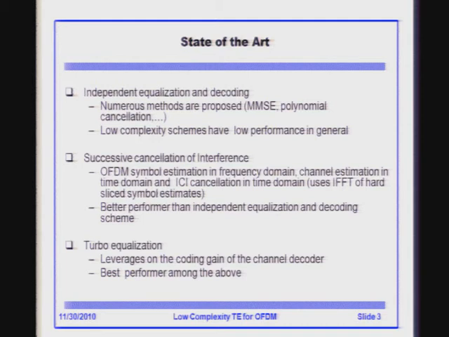There, you iterate between the detector and decoder, and basically you leverage the coding gain of the decoder to get better symbol estimates. We are going to see a bit in detail on the third one. Among all the three, the best one is the turbo equalizer based. The caveat is that they are pretty intensive in terms of silicon area and computation complexity.